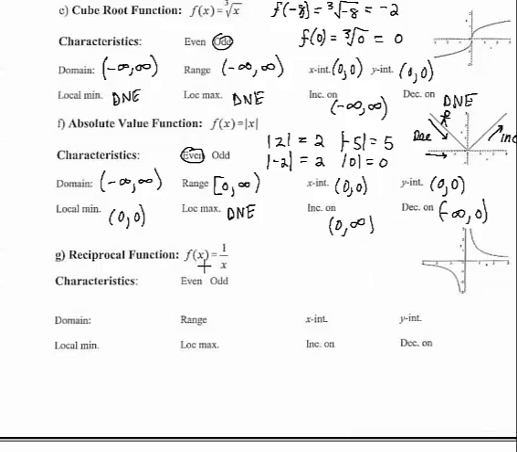And finally, our reciprocal function, 1 over x. Reciprocal should be a familiar term. We used it in intro. If I take the reciprocal of a fraction, then I simply swap the denominator and the numerator. So the reciprocal of 2/3 is 3 over 2. And a reciprocal function is a rational function.